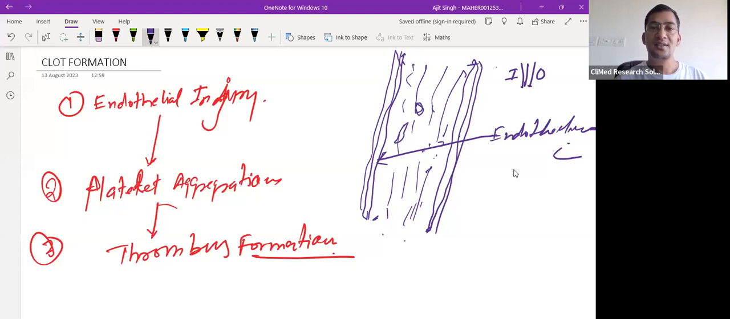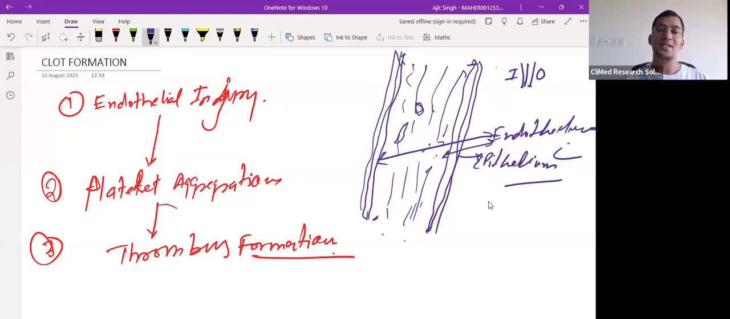See, guys, you should be very careful. See, I have written carefully here. Endothelial injury. Endothelial means the injury will not happen outside the vessel, it will happen only inside the vessel. So this vessel wall is endothelium, and this outer one is epithelium.